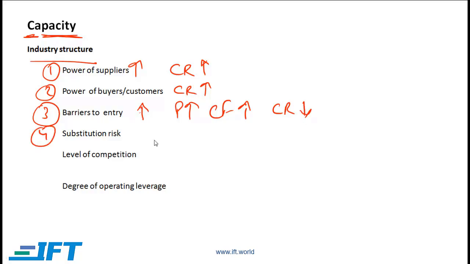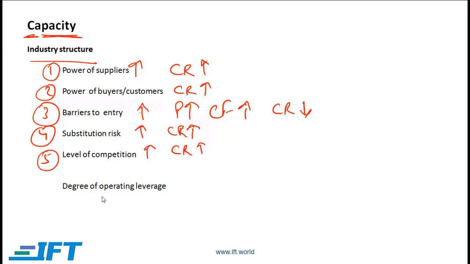4, substitution risk. If substitution risk is high, which means that the product made by this industry can easily be substituted by some other product, a substitute product, then obviously the credit risk is relatively high. And finally, we need to look at the level of competition. If the level of competition within an industry is high, then the credit risk is high. This is a very simplistic analysis, but given that the curriculum hasn't spent much time on this, I don't think you need to get too detailed. Plus, you've seen this material in the equity segment of your course.